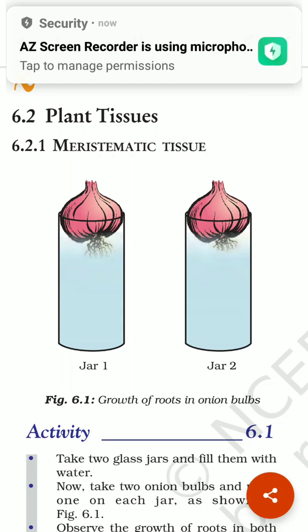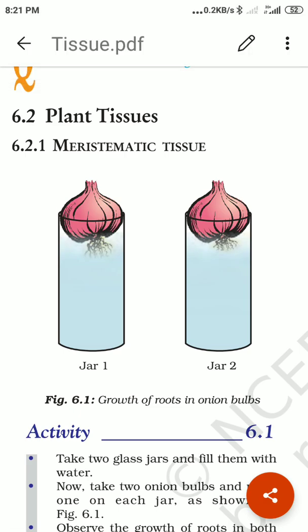In the last period, we discussed the introduction of tissue. A cluster of cells is converted into tissue. A group of cells is called a tissue. In this period, we will discuss specific tissues.